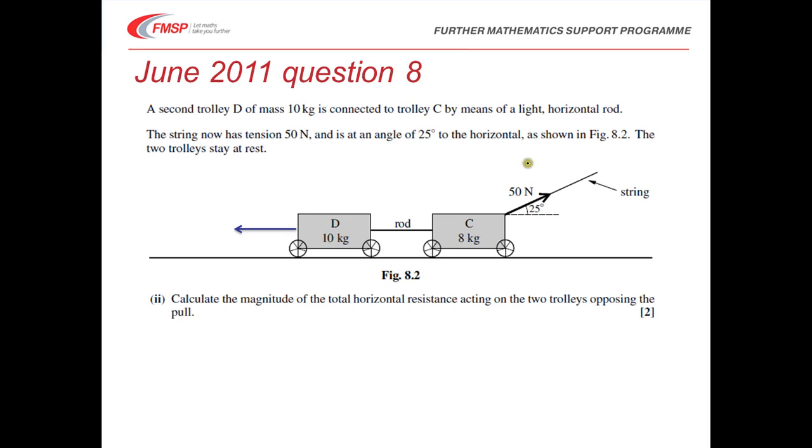So if we have a look at this forward force that's wanting to move the object over to the right, we know that would have a magnitude of 50 cos 25, resolving to find the horizontal component, and so that would be equal to the resistive force. So working that out, it works out to be 45.31, and if we round to 3 significant figures, that would be 45.3. So that's 2 marks.